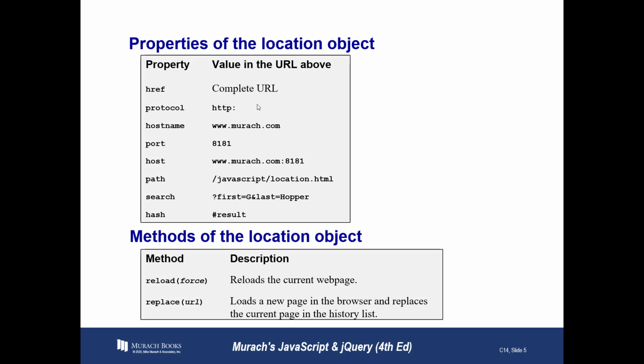All right, the host name is murach.com. The port is 8181. The host, as you can see, is www.murach.com:8181. The path is /javascript/location.html. The search has got the first name and the last name, and I guess that's a hash, which has got the result. All right, the methods, as you can see right there, you can reload, which reloads the current web page, and replace, which loads a new page into the browser and replaces the current page in the history list.